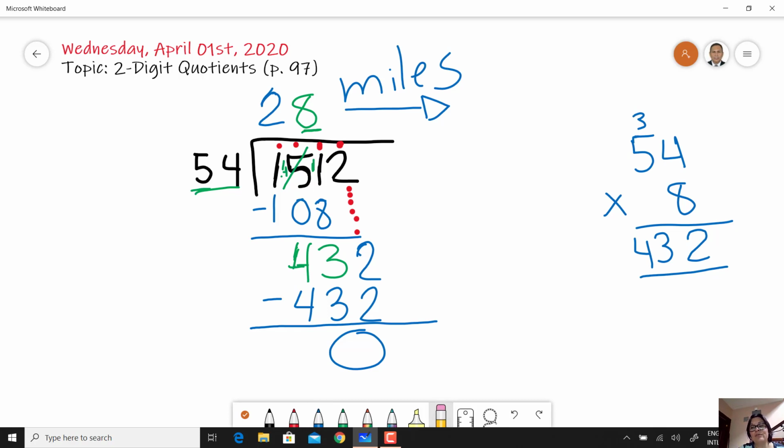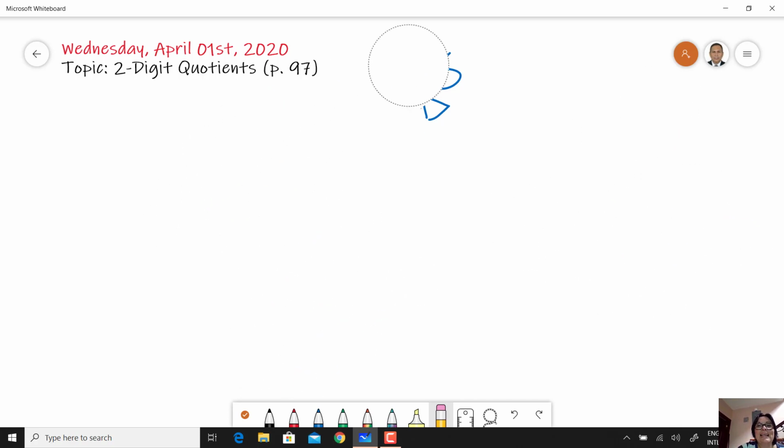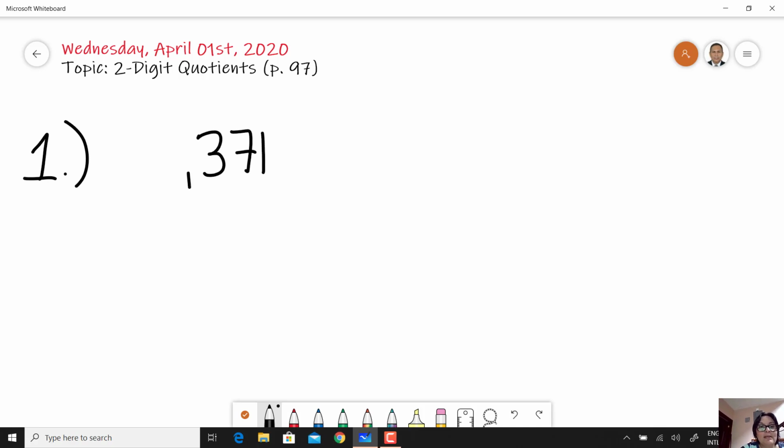Okay, so this example, you know that you have it in your books, so it's not necessary for you to have it in your notebooks. But now we are going to solve exercise number 1 from page 97. And I need you to have this process in your math notebook and the answers in your books. Exercise number 1 says 371 divided by 13.